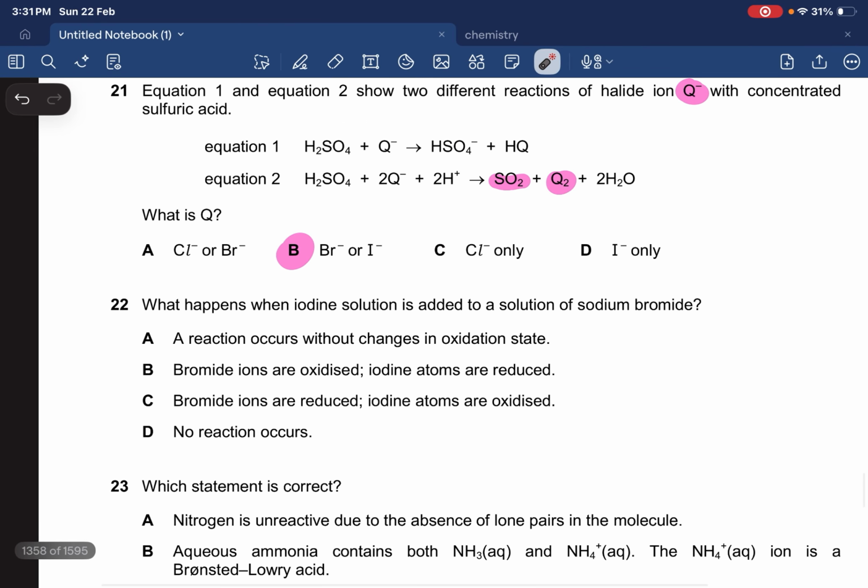What happens when iodine solution is added to a solution of sodium bromide? Iodine, sodium bromide. Bromide is more reactive, so iodine cannot displace it. So no reaction is going to happen, right?